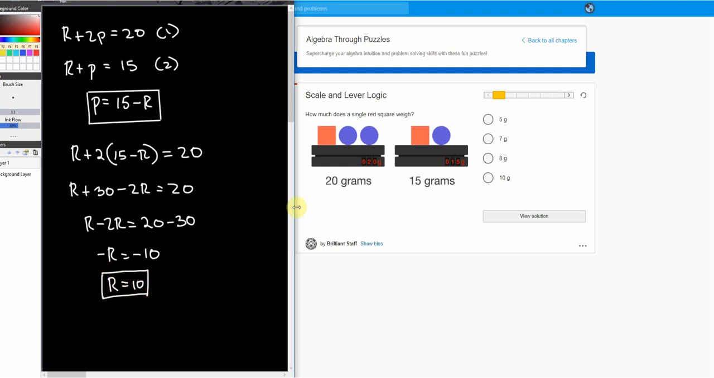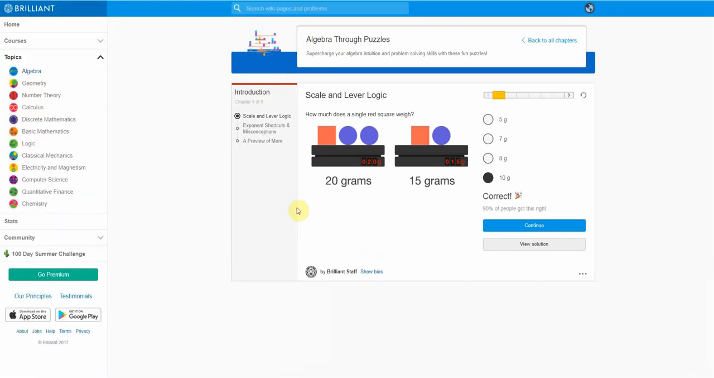Alright, so the weight then of a single red square will be 10 grams. And you've got it right.